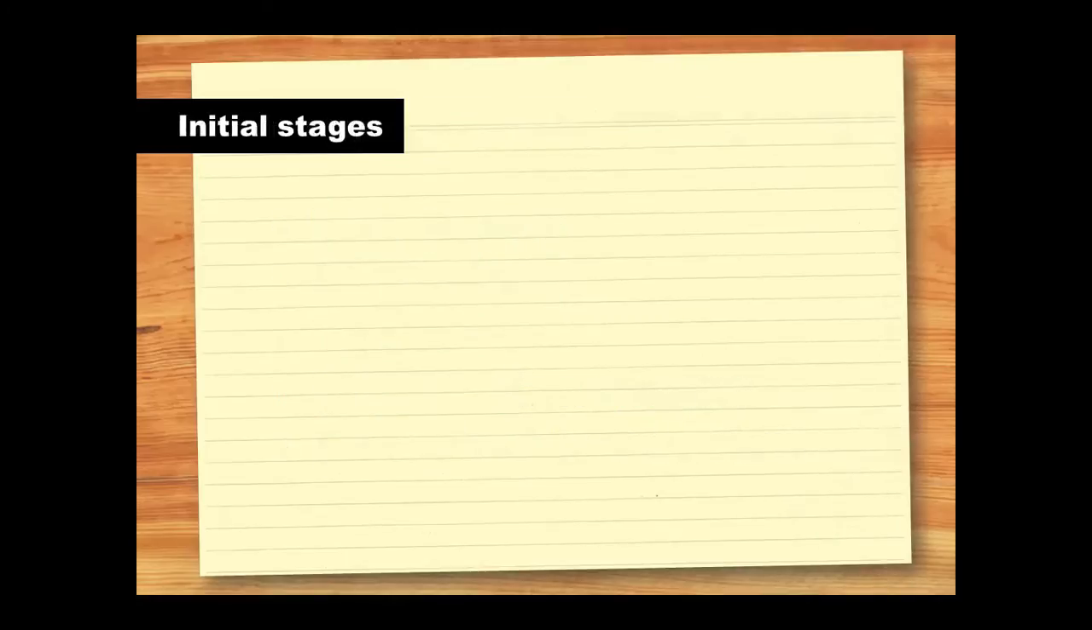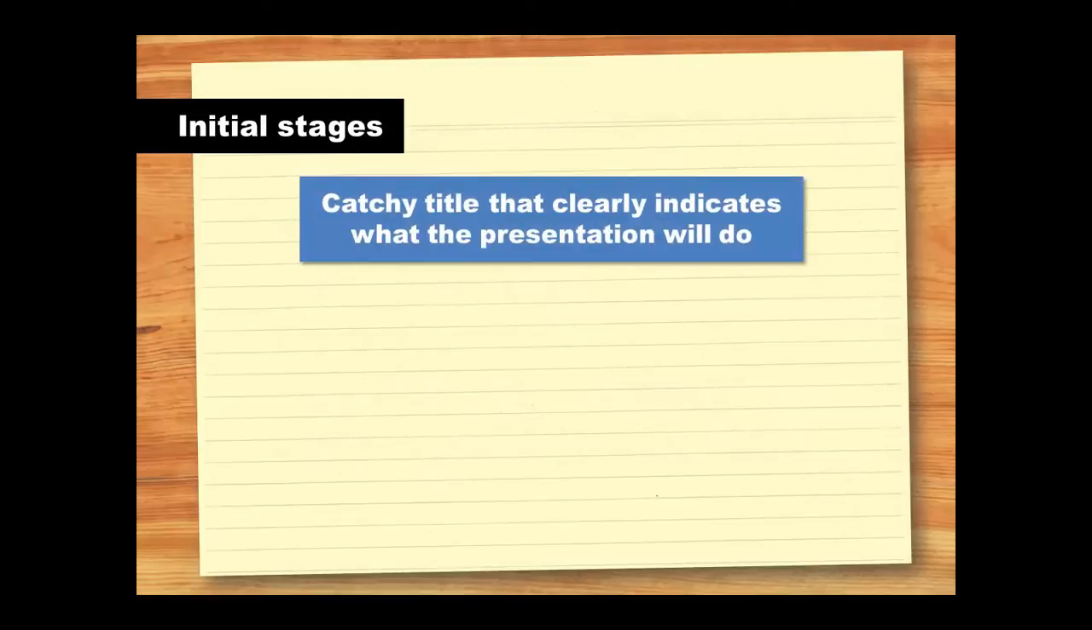If you are submitting a paper to a conference, there are several things you need to consider before getting your paper accepted. You need a catchy title that clearly indicates what the presentation will do. Your title needs to entice others to attend your presentation. Most conferences run parallel sessions, so your presentation will be competing with several others that run at the same time.